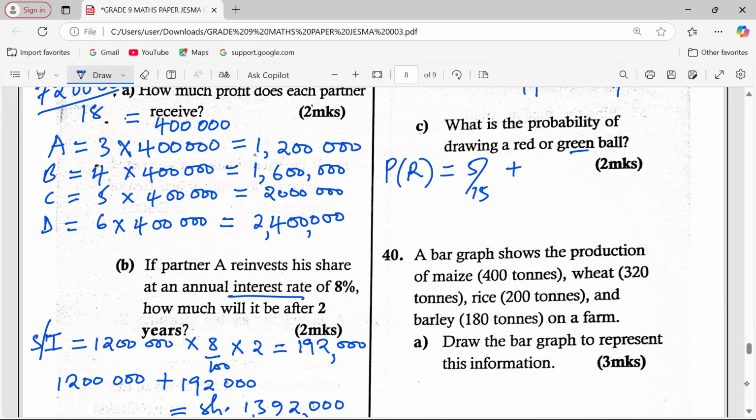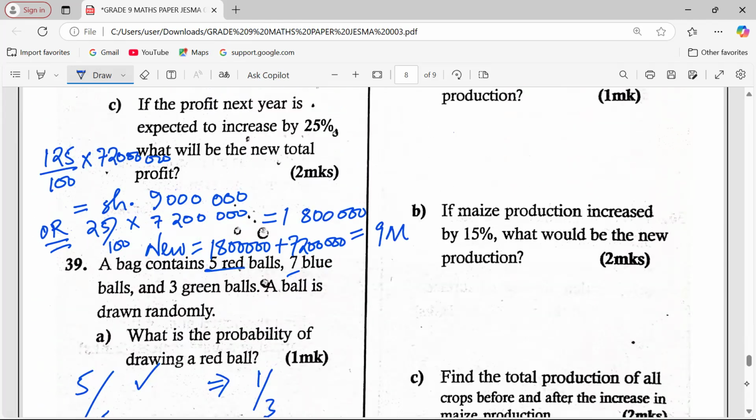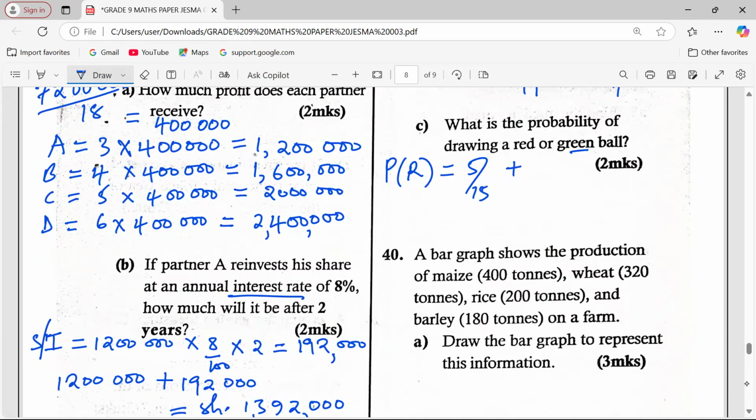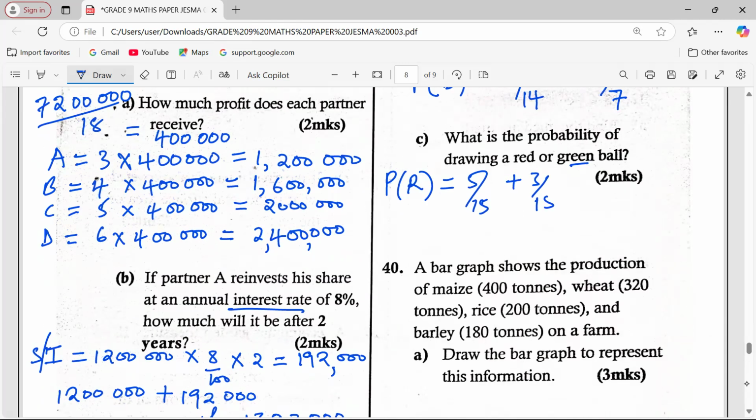And the green balls are 3/15. Therefore, I'm getting simplified fractions of a fifth, a third, and a fifth, giving us 8/15. So that is the probability of picking red or green.